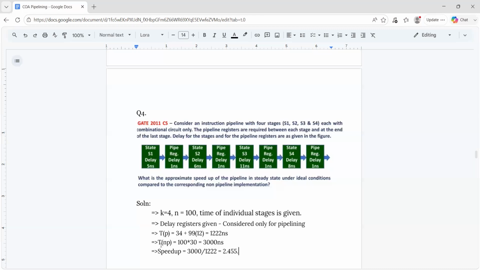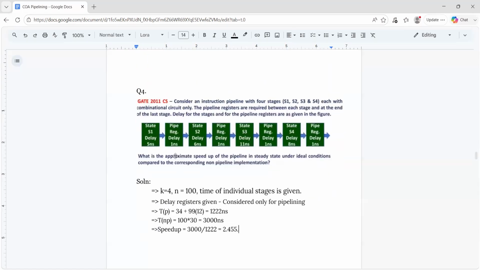So finding the time for pipeline and finding the time for non-pipeline case matters here. Finding speed up is somewhat easy. So hope you guys understood this sum. So any doubts till now in any of the sums which we solved? Okay, thanks for the reply.